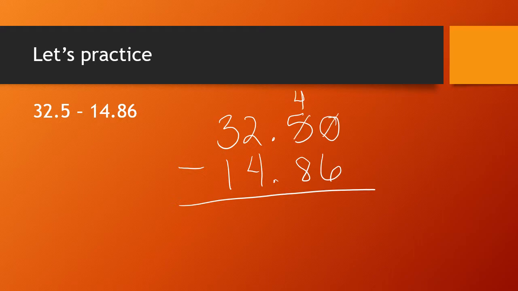So I'm going to go ahead and borrow, turn that 0 into a 10. 10 minus 6 is 4. 4 minus 8 I cannot do. I'm going to go right next door and borrow just like I normally would. Turn that into a 14. 14 minus 8 is 6. Keep my decimal right in line. 1 minus 4 I can't do. Go right next door to borrow just like I always do. Turn that into an 11. 11 minus 4 is 7. And 2 minus 1 is 1. My difference, because I'm subtracting, is 17 and 64/100.